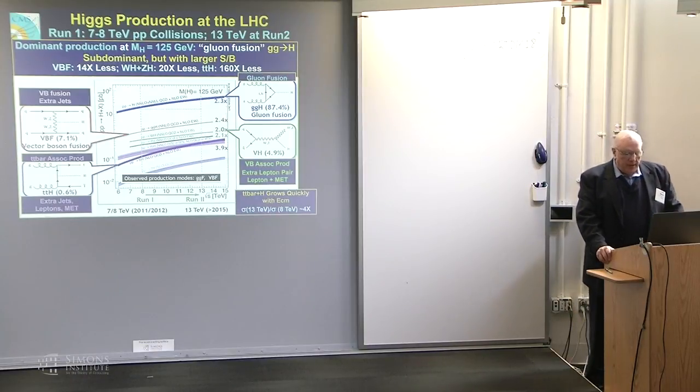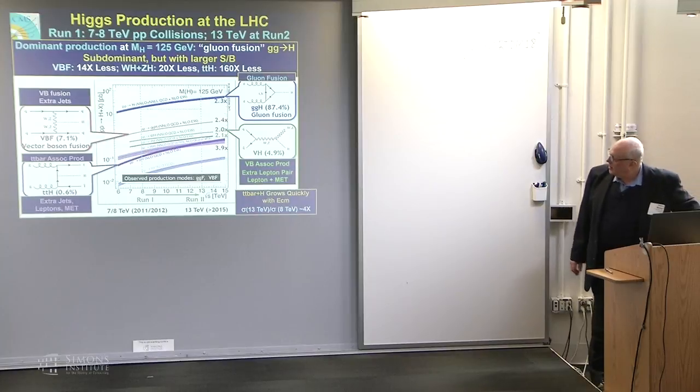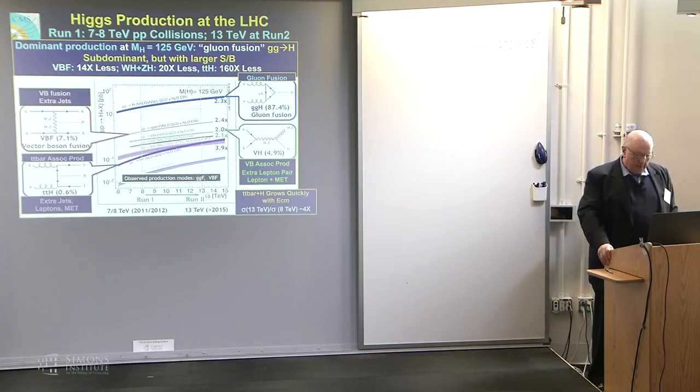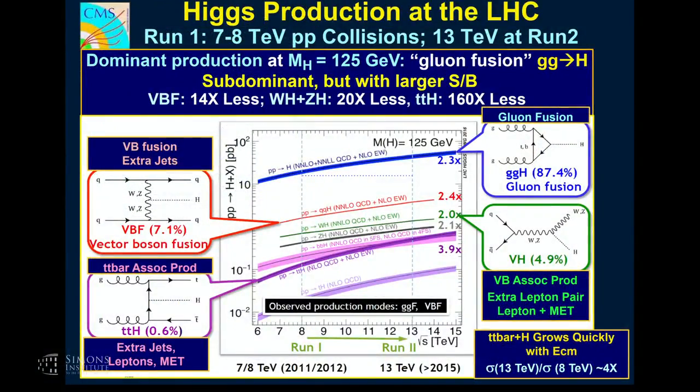Similarly, if we create a Higgs, as shown in the green over there on the right, we'll have left over in this rare signature what's called a vector boson, a W or a Z. And if that decays into electrons or muons, that also gives a better signature. So we get a rarer process, but a larger signal to background ratio.